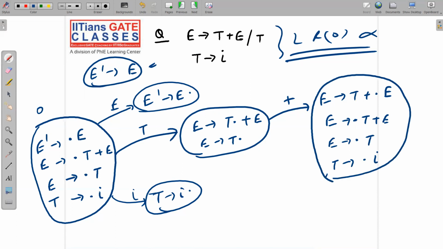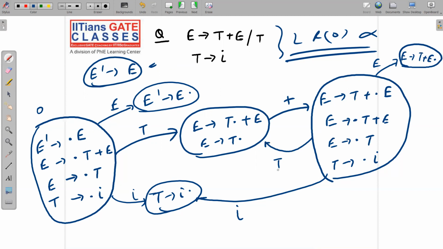We have got it. So on reading I will directly move here. On reading capital E, where I will go? On reading capital E, I will go to E implies T plus E dot. This is your final item. On reading capital T, try to imagine where we will go. We will go here only. That's it. So I hope everything is over.